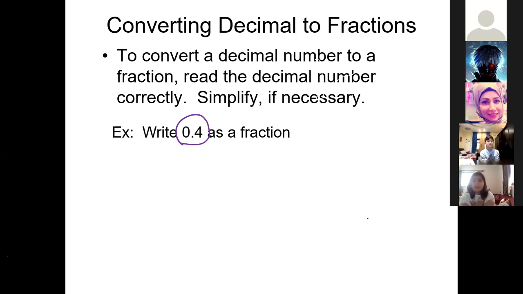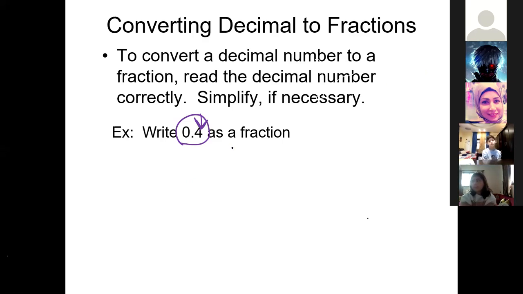In the fraction, by the way, bravo, we can't put 0 in the denominator. So 0.4 means 4 parts out of 10 are colored. So it's the same as 4 over 10. Okay? 4 over 10.